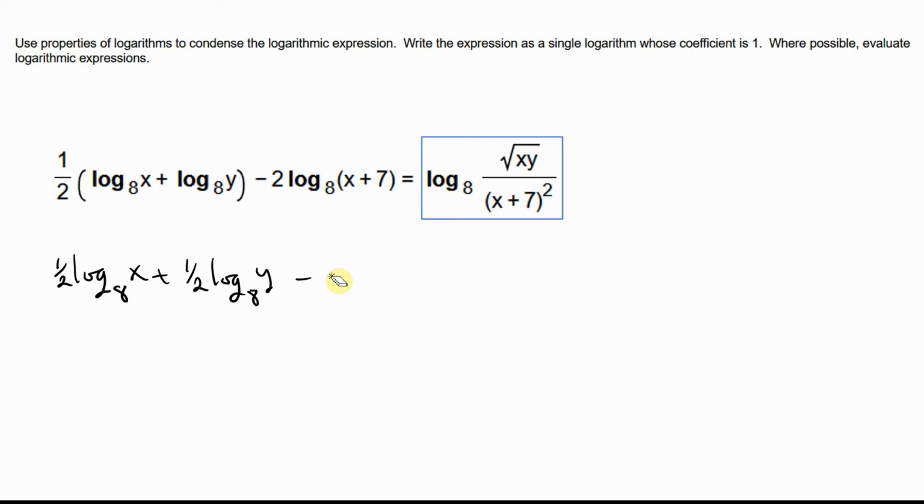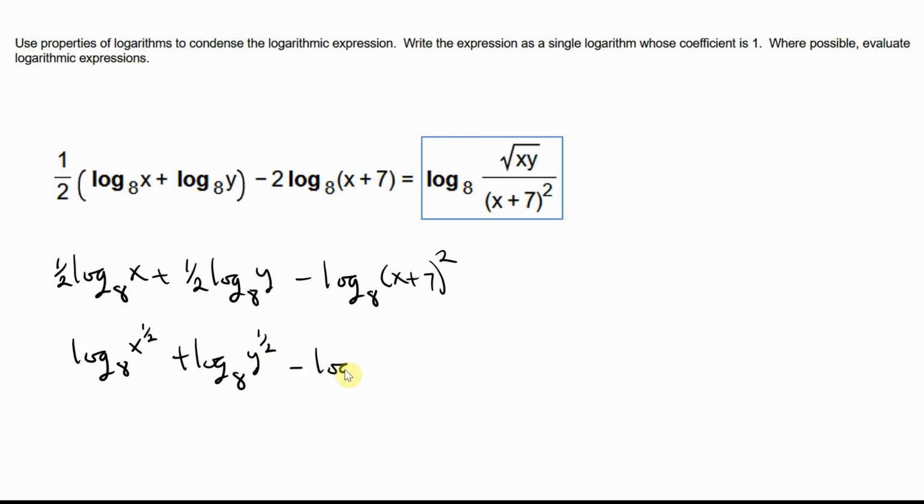minus that power just becomes, well, the multiplier becomes the power. This is x plus 7 raised to the second. So we're going to make the 1/2 the powers. So this is log base 8. Now 1/2, once it becomes a power of 1/2, that's just the square root. Plus log base 8 of y to the 1/2 minus log base 8 of x plus 7 to be squared.